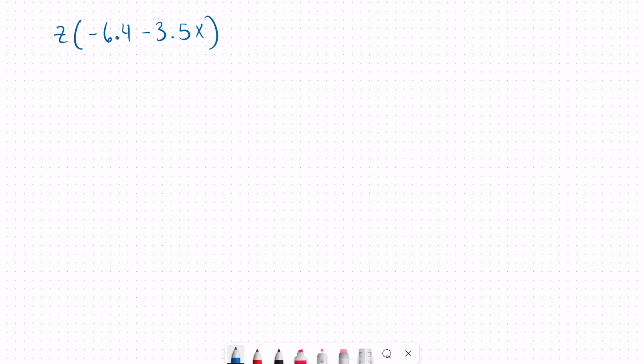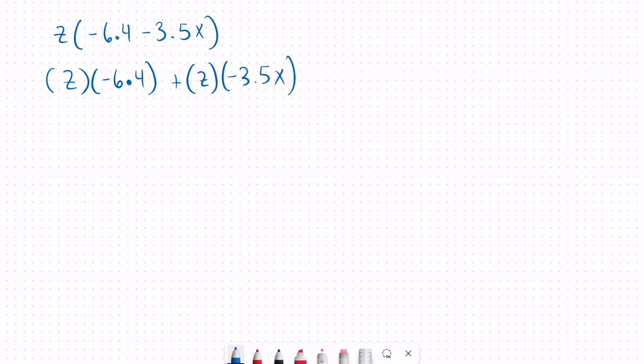And here we have our third problem. Of course, there's no real math going on. We're just multiplying a variable. The first thing that the variable z will be multiplied by is -6.4. So what that looks like is z times -6.4. And then we do z times -3.5x. That looks like plus z times negative 3.5x.